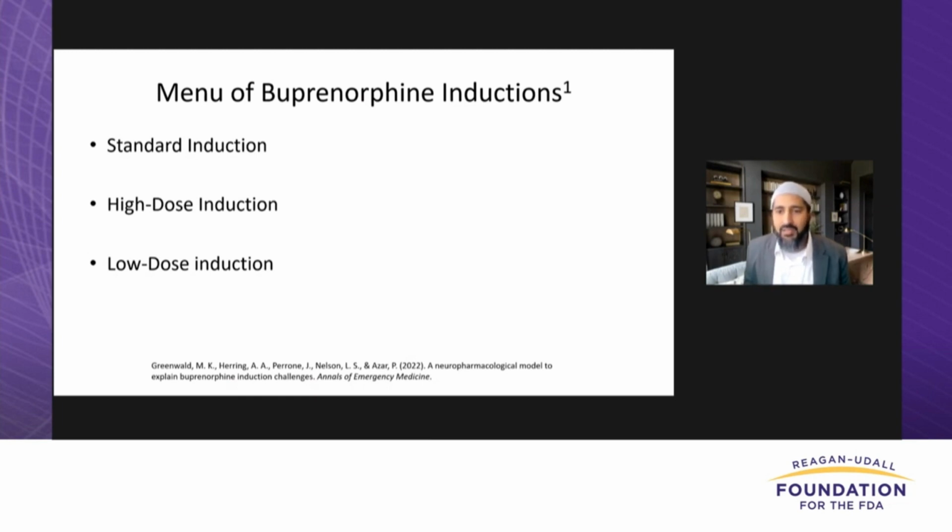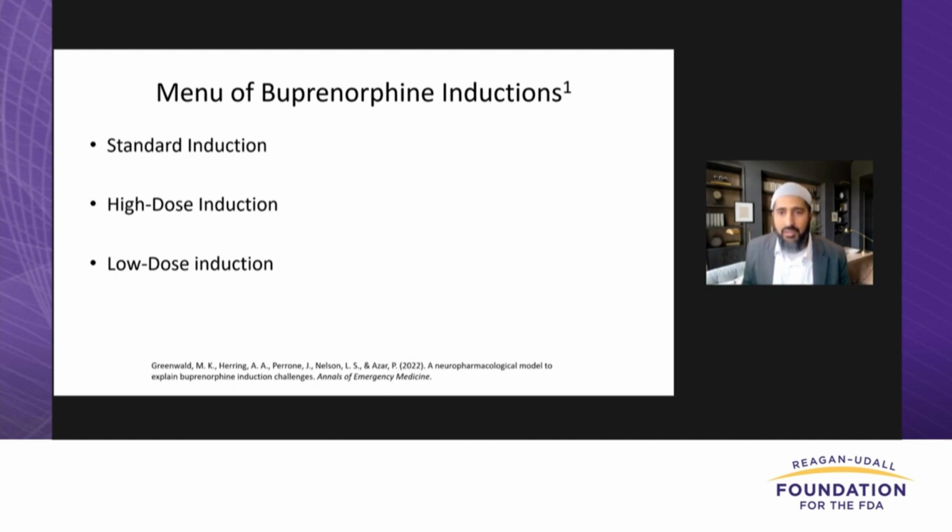High dose inductions differ in that they typically start with 8 milligrams or more. For example, the American College of Emergency Physicians suggests starting at 8 milligrams. There's also rapid high dose or macrodose inductions that start at 16 milligrams or more, as seen in the reference at the bottom, and you can administer up to 32 milligrams of sublingual buprenorphine within the first few hours.